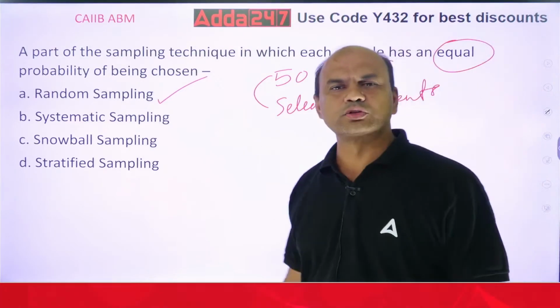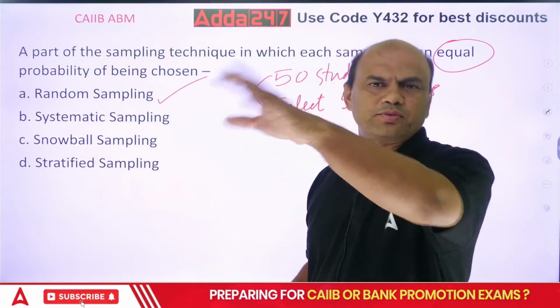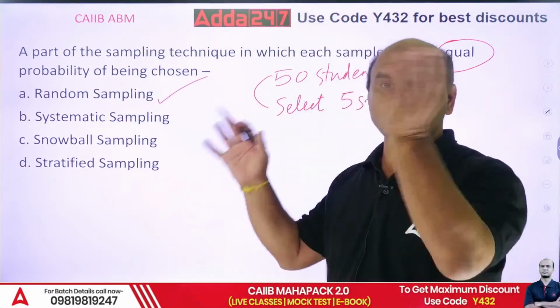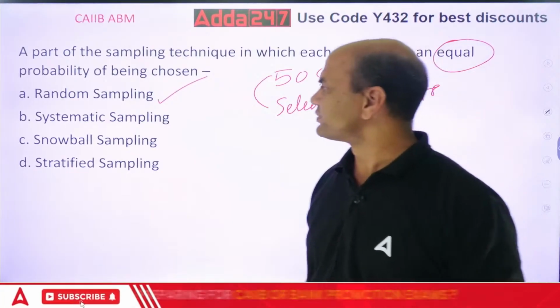I'll just close my eyes and move through these 50 students. Select any 5. 1, 2, 3, 4, 5. Any 5. So that is simple random. Everyone has got equal chance.